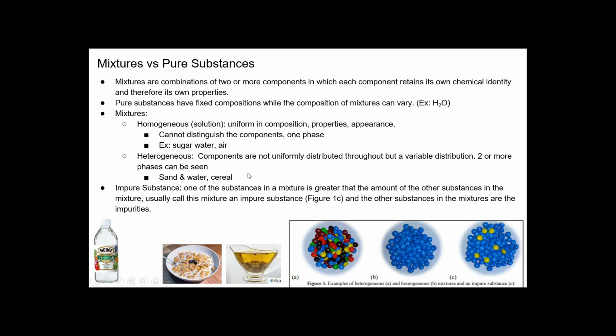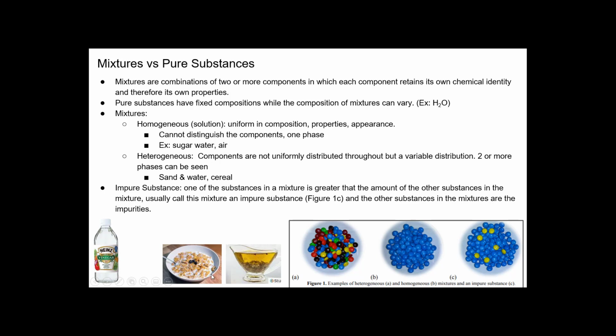Heterogeneous mixtures, this is what our lab is about this week. These are components that are not uniformly distributed, but have a variable distribution. An example would be sand and water. I call these two phases, or two or more phases, because you can see that it's not uniform and you can actually see the differences in the phases. So this would be one phase for homogeneous.